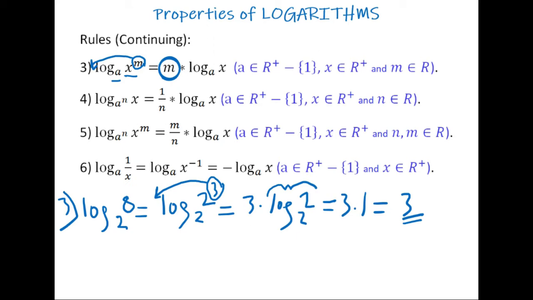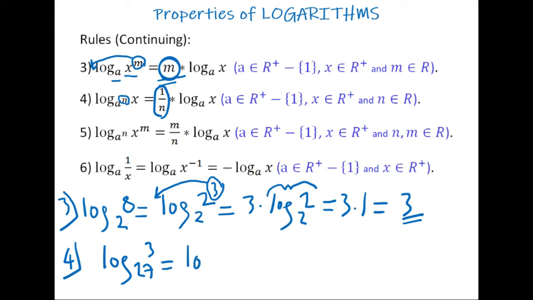Now let's take a look at rule number 4. Actually, it is very similar to rule number 3. Here the only difference is right now the exponent or the power is at the base. So if the power is at the number, that number comes up front as a multiplication like we see here. But if the power is at the base, then actually that number is gonna come up front as a dividing number. So for example, let's say logarithm of 3 in base 27 is equal to, 27 can be written as 3 to the power of 3.